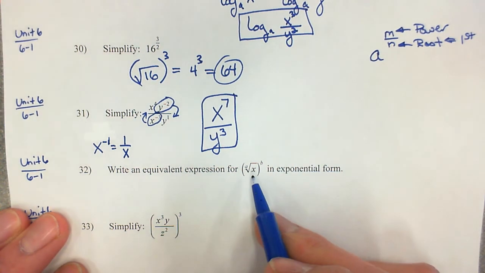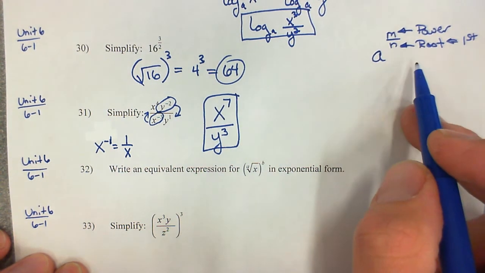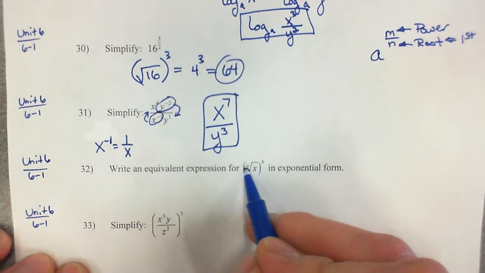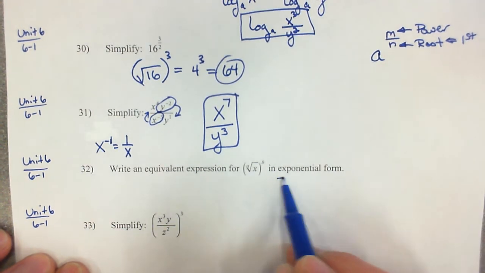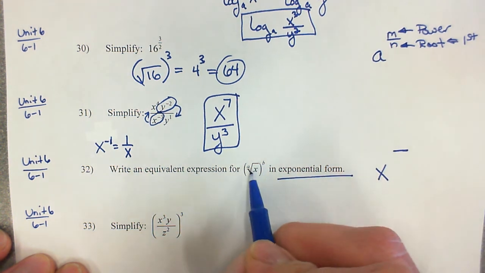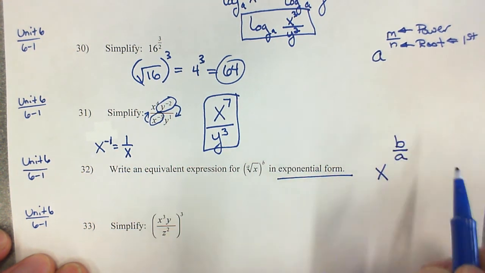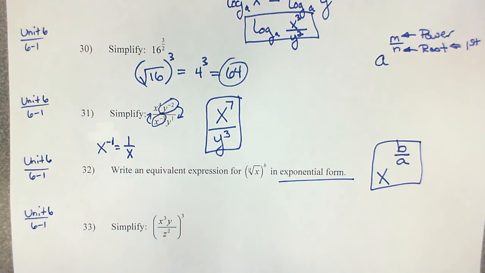Number 32, this is just asking if you understand the concept that we just went over here, that the bottom number represents the root and the top number represents the power. So to write this in exponent form, this would be x to a fractional power. The root goes on the bottom, the power goes on the top. And that's what this looks like in power form.